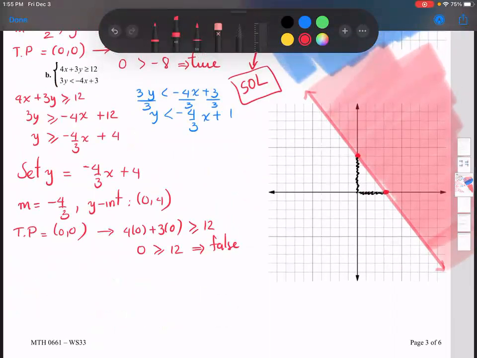All right. Now for the blue one, same thing. Slope is negative 4/3 and y-intercept is (0, 1). From (0, 1), go down 4: 1, 2, 3, 4. And then go right 3.